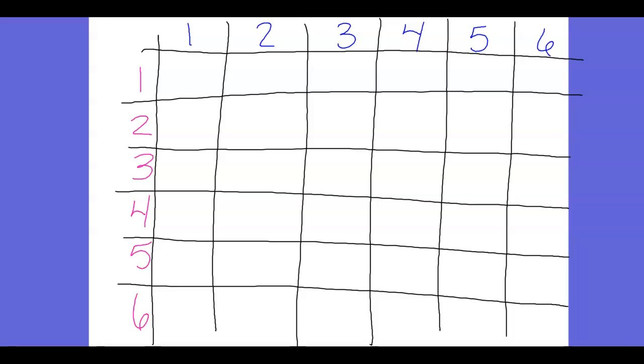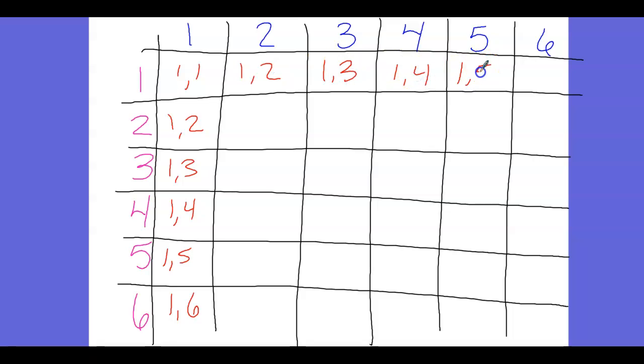Okay, so for my options, I would have a 1, and I rolled a 1 and then a 1, right? So then this one would be a 1 and then a 2, 1 and 3, 1 and 4, 1 and 5, 1 and 6, and so on, right? And then I could do it across. This would be a 1 and a 2, a 1 and a 3, a 1 and a 4, 1 and a 5, and so on, right? So what would this box down here be? Six and six.